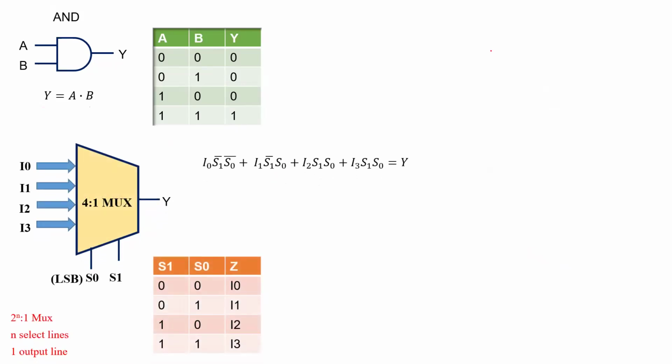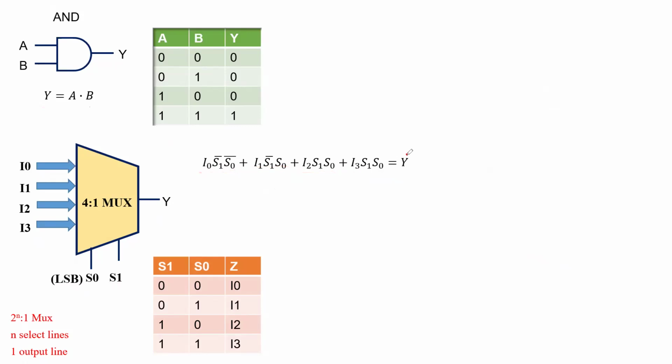So what we can do here is we'll use a 4 is to 1 mux, as you can see. For a 4 is to 1 mux, I have 4 input data lines, one single output line, and two select lines S1 and S0. Remember, S0 is the least significant bit.